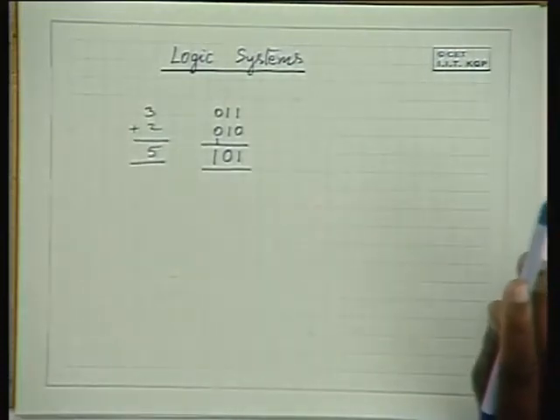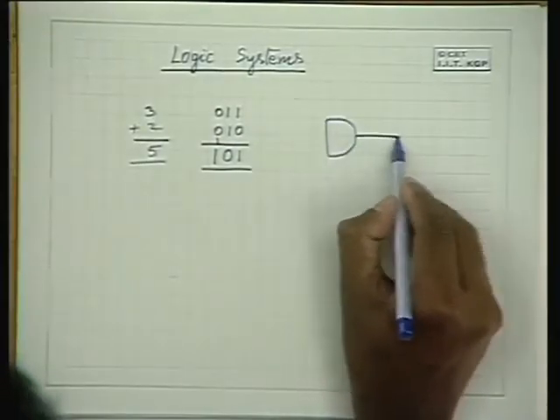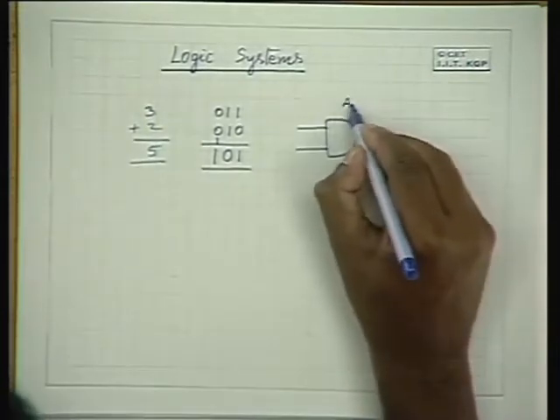We have circuits like logic gates which can do this job. We have an AND gate, for example. What the AND gate does is it is a 2-input single output device, an AND gate.